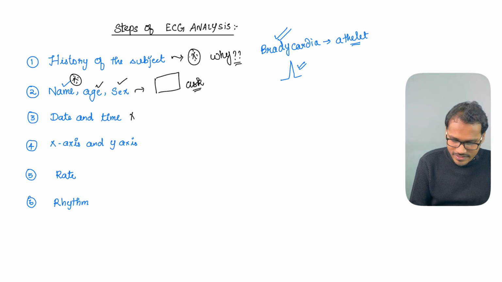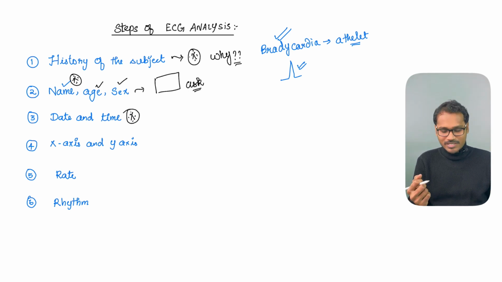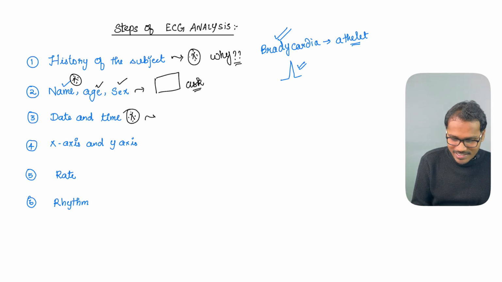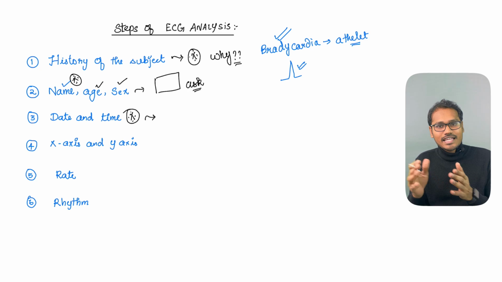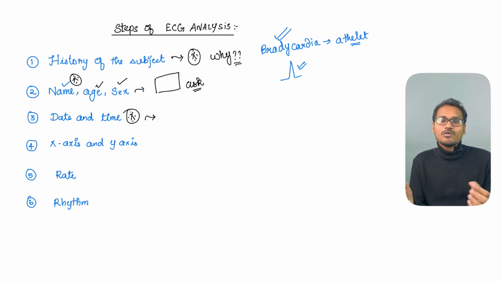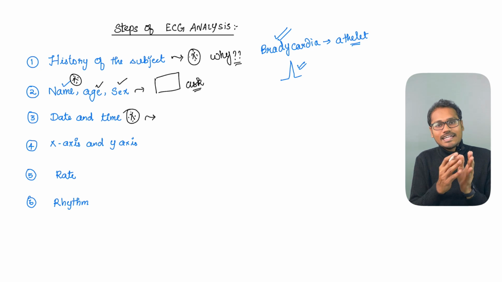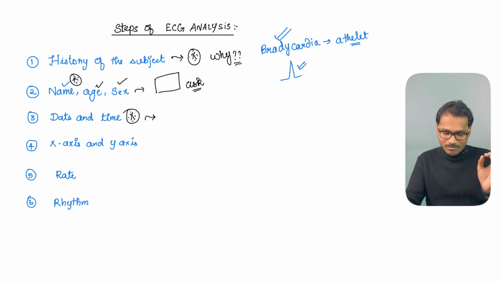Next thing is always check the date and time. You might ask me why it is so important. Many a times the people who are taking ECG, they don't know the difference between an astrological chart that is written and the ECG. Why? Because astrology is written for everyone whenever they are born and it is valid for the lifetime. But ECG is not like that.